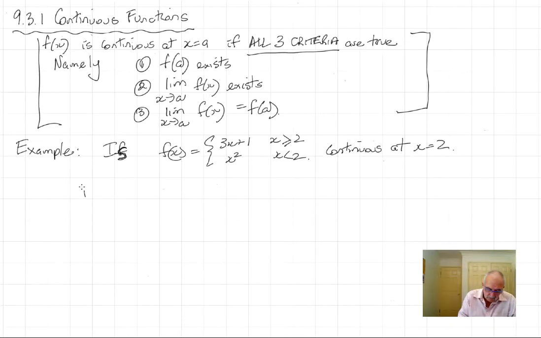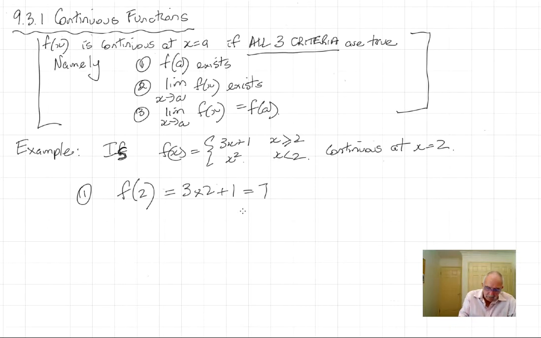So criteria number one, we've got to see if f of a, or in this case f of 2, can be worked out. Which one of these two pieces of the function does it behave like when x is equal to 2? Well, this is x is less than 2. This is x is greater than or equal to 2. So it's going to be behaving like this part. So it'll be 3 times 2 plus 1, which is equal to 7.